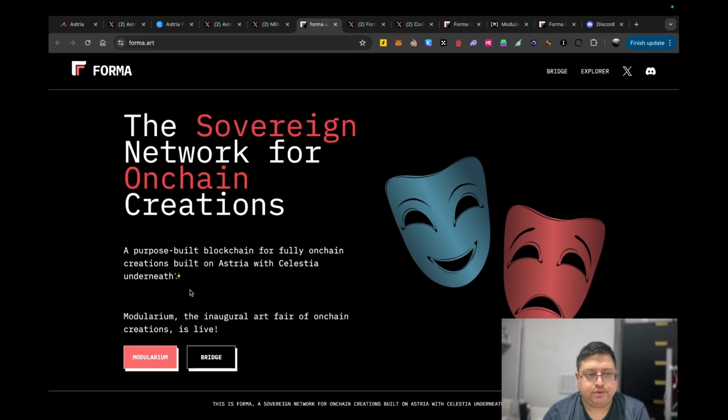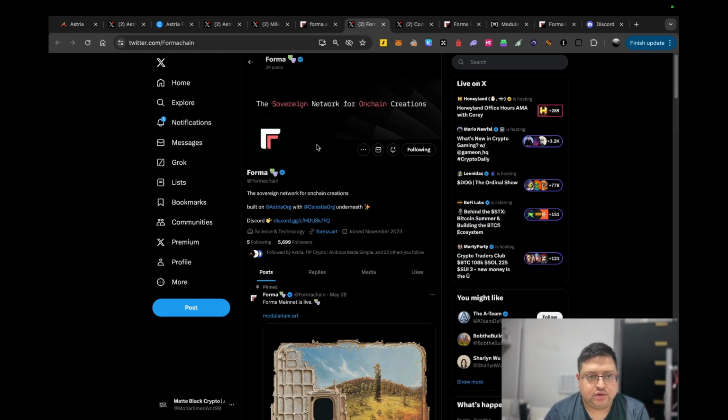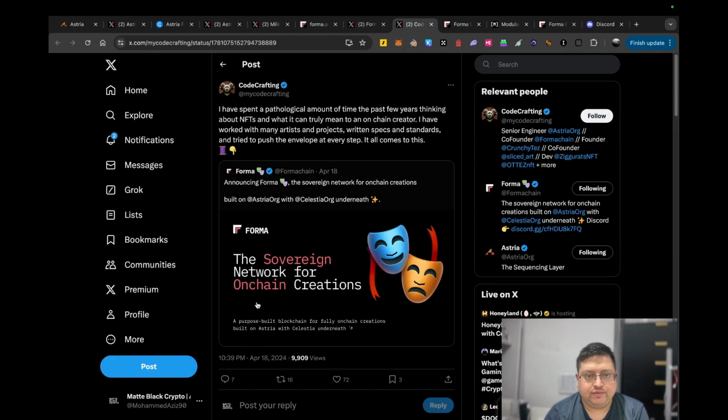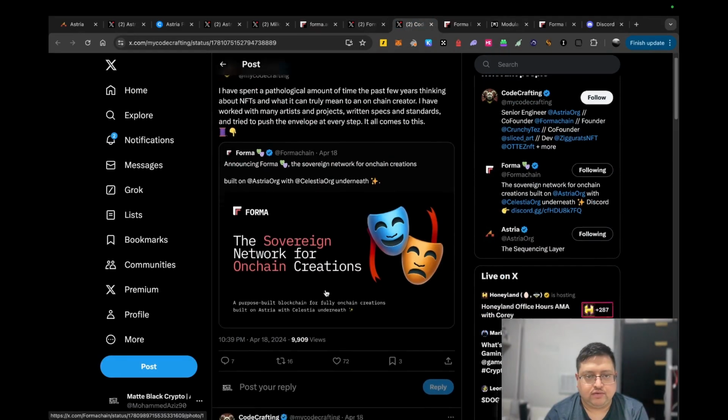This is the project that has been launched by Astria's team, or one of the contributors to Astria. To simplify, it is a chain to launch NFTs, and it's for creators. Think of it like Zora chain. Zora is an NFT platform, and then they launched their layer 2 on Ethereum. Think of Forma chain like that, a chain for NFT creators. Here you've got the Twitter handle, @Forma chain, and a good thread that explains what Forma chain is.